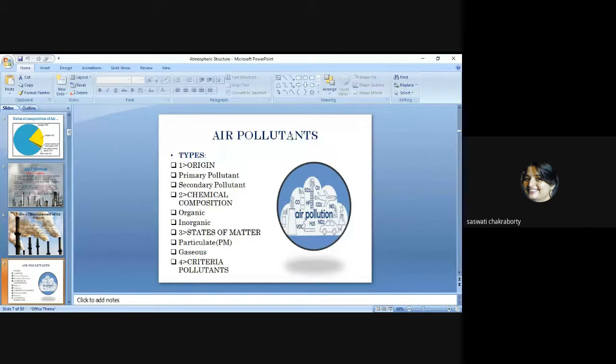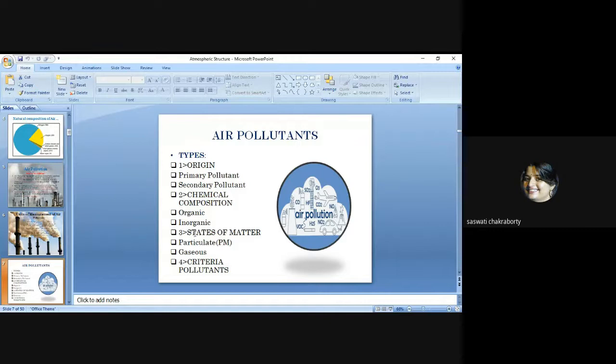Now, what are air pollutants? Am I audible? Yes, you are audible, Shashwati. And are the slides visible now? Because last time I had some network issue. Yes, clearly visible. Okay, please continue.